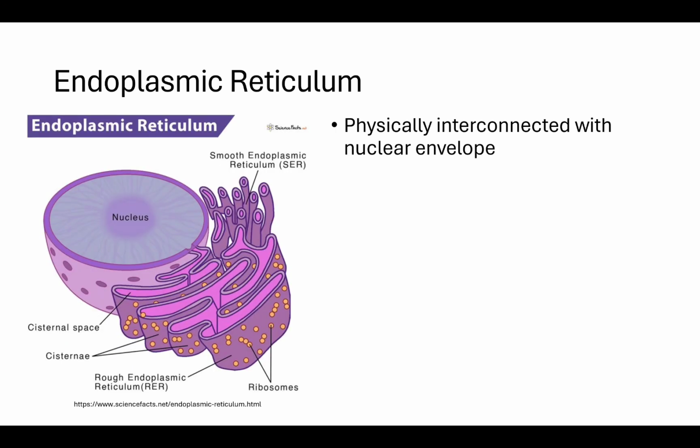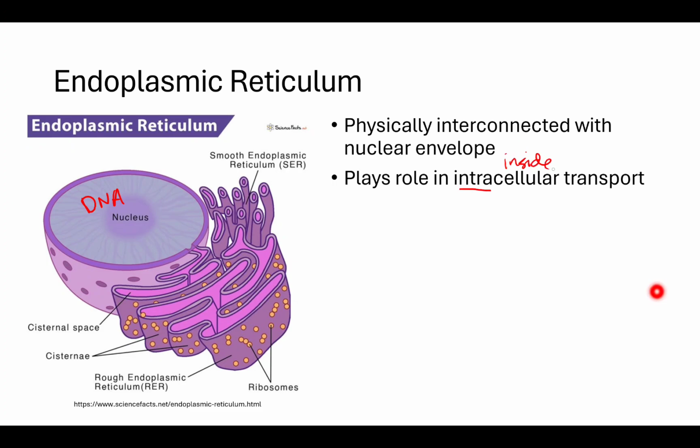The endoplasmic reticulum is physically interconnected with the nuclear envelope or nuclear membrane. The nucleus we don't talk about separately, but the nucleus does contain the DNA. We'll talk about it in a little more detail when we talk about, say, mitosis, and also the structure of DNA, because that relates to the nucleus. Endoplasmic reticulum is important for intracellular transport. Intra means within, so this is inside the cell.